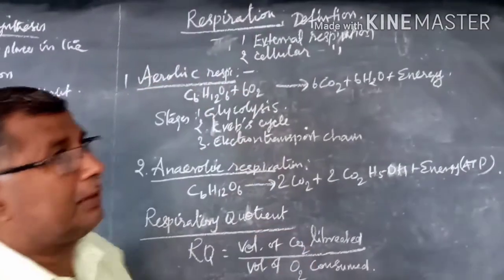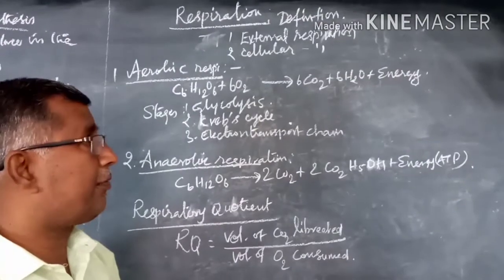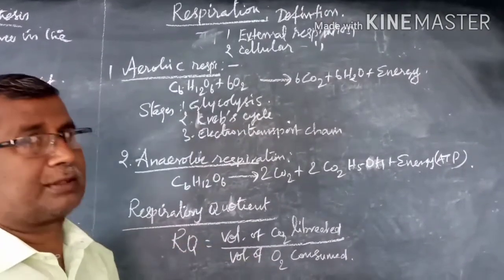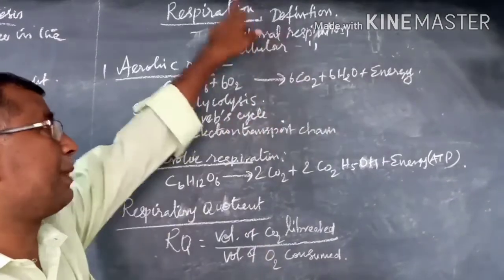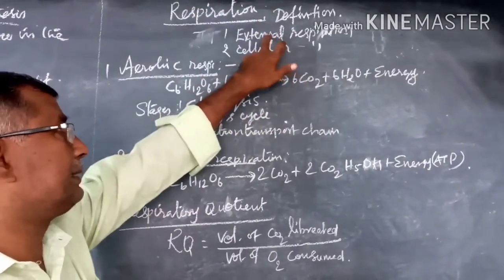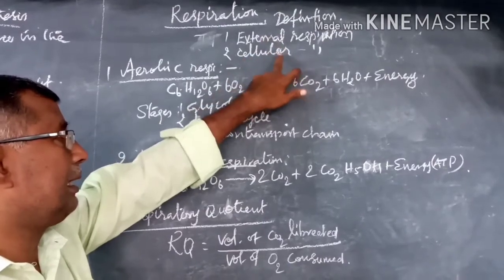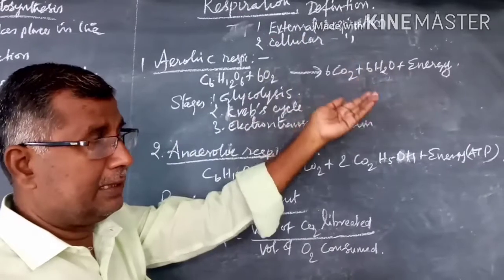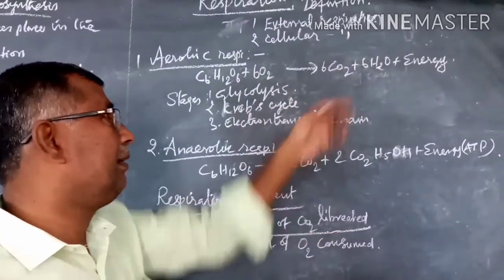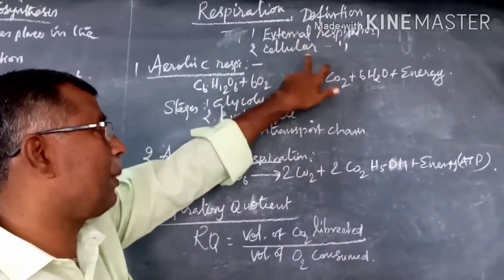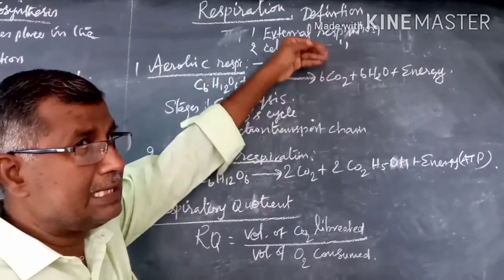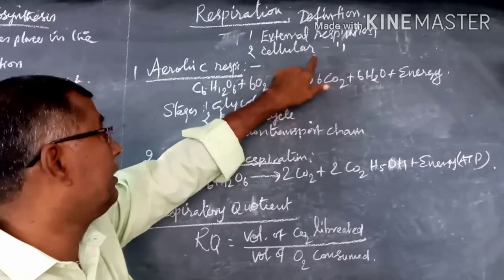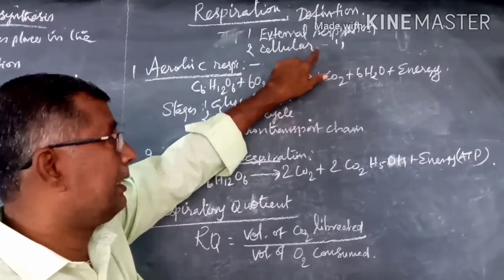Respiration. What is called respiration? The breakdown of complex molecules into simple molecules in the presence of oxygen is called respiration. Understand? Respiration may be external respiration and cellular respiration. External respiration means the taking in of oxygen. Cellular respiration means the releasing of energy, the breakdown of the food molecule in the presence of oxygen.